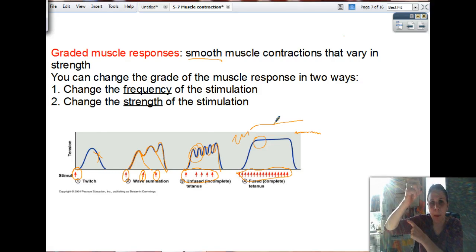So anytime I lift up my muscle and hold it there, that's fused tetanus, because I'm constantly sending a message to my muscle to keep contracting. If it was a twitch, I'd be done. So if I want it to stay there, I have to keep on sending a message from my brain and keep it in a contracted state.